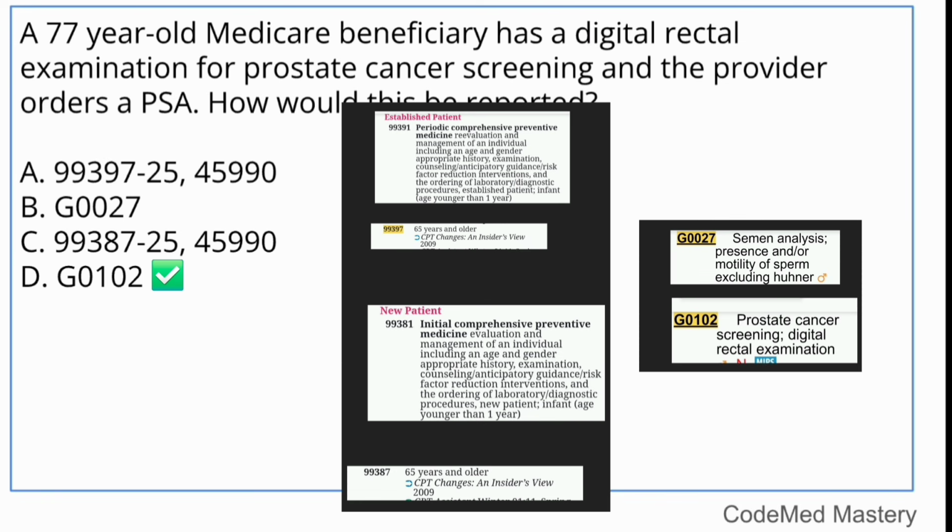The question does not specify preventive medicine, and option C is also for preventive medicine. So we'll eliminate options A and C. Option B, G0027, is not a valid code for prostate cancer screening. Therefore, the right answer is option D, G0102. Let us move on to the next question.